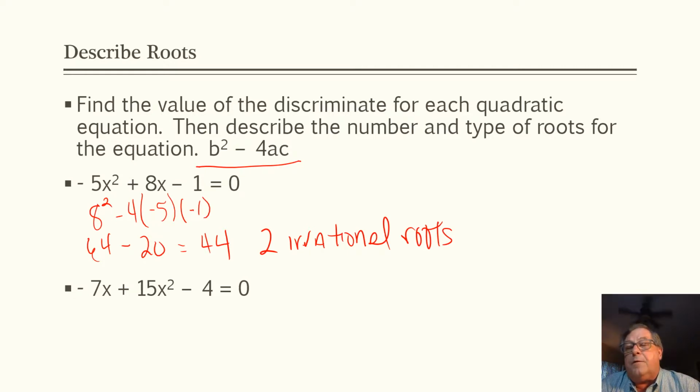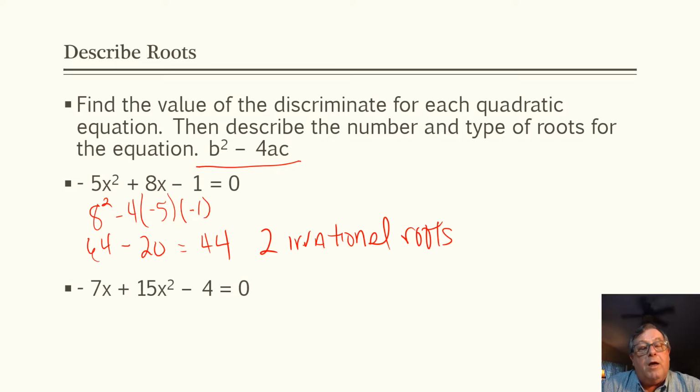All right, so let's go over again what the discriminant can tell us. If the discriminant is greater than 0, and if it's a perfect square, then we're going to have two rational roots. If the discriminant is greater than 0 but not a perfect square, we're going to have two irrational roots. If the discriminant is equal to 0, we're going to have one real rational root. And if the discriminant is less than 0, we're going to have two complex roots.